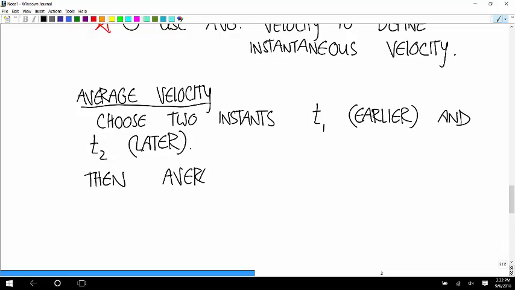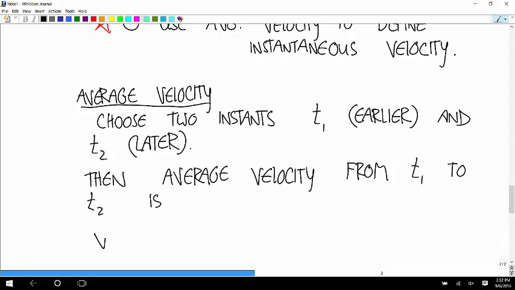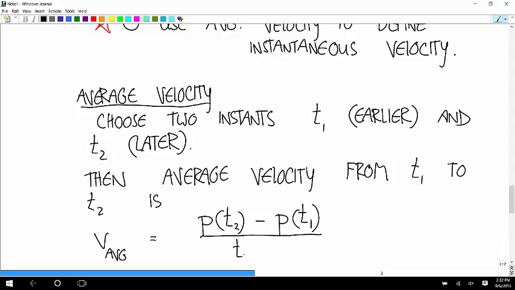Then the average velocity from T1 to T2 is, I'm going to write it as lowercase v sub avg for average. And it's equal to the position at the later instant minus the position at the earlier instant, divided by the time at the later instant minus the time at the earlier instant.